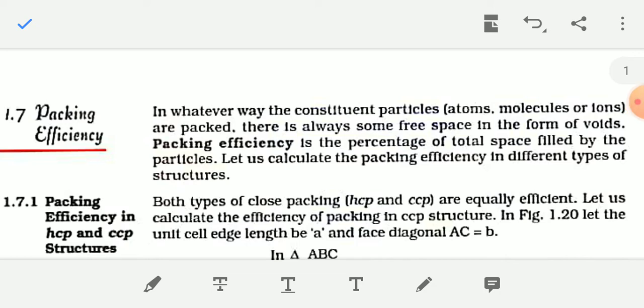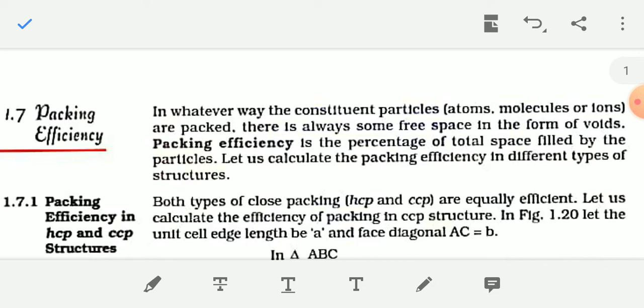In this video, I am going to discuss the calculation of packing efficiency in different types of unit cell. In the last video, I have already discussed what is a solid, types of solid, types of crystalline solid, unit cell, and crystal lattice. And I have told that there are four types of unit cells: simple, face-centered, body-centered, and end-centered unit cell.